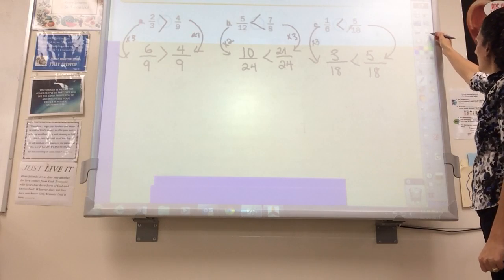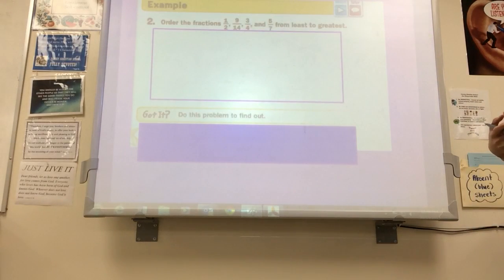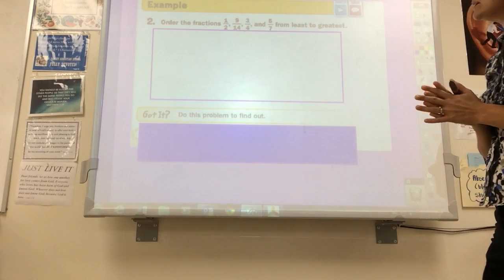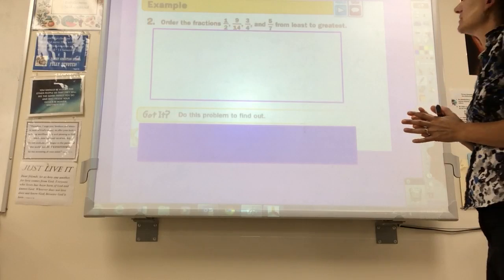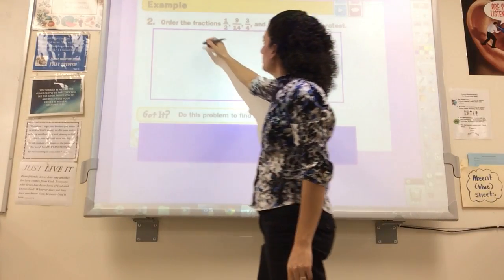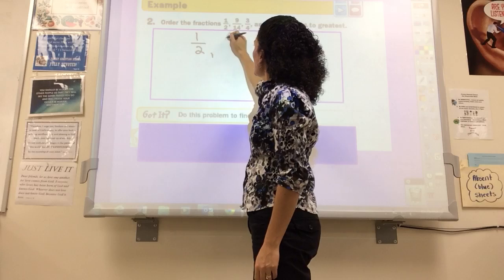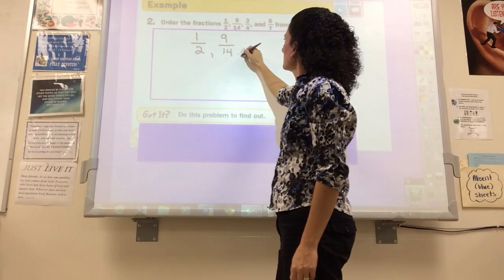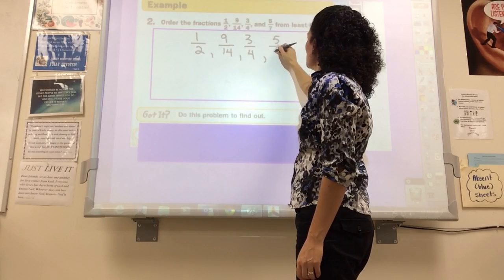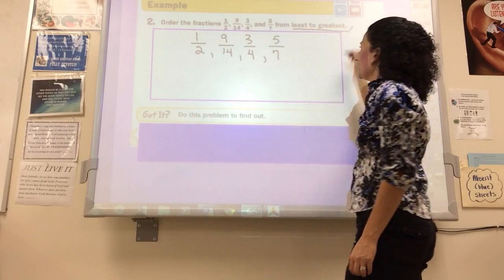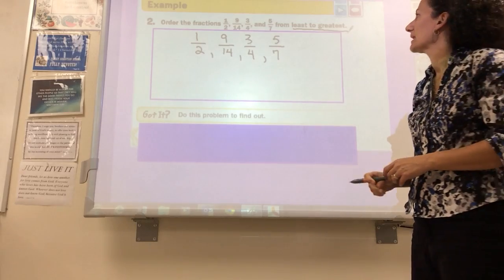Let's look at one more example, and this is a slightly different problem. In this one, we're going to order the fractions. We are going to try to figure out how to put 1/2, 9/14, 3/4, and 5/7 in order from least to greatest. So we've got to order them.